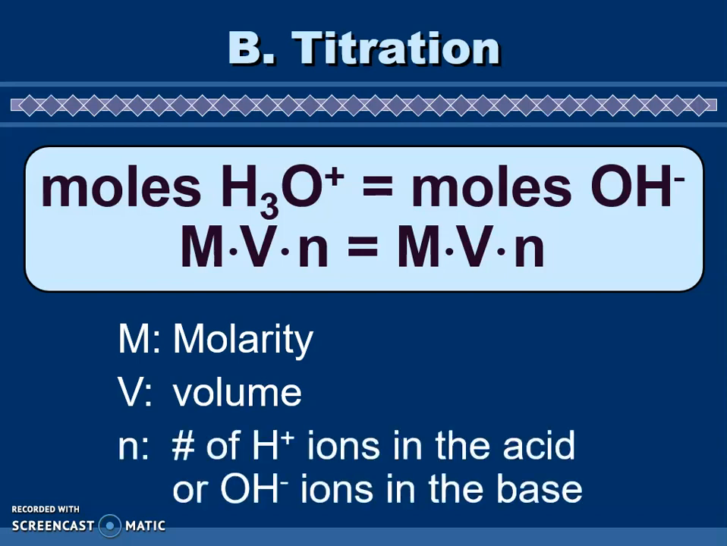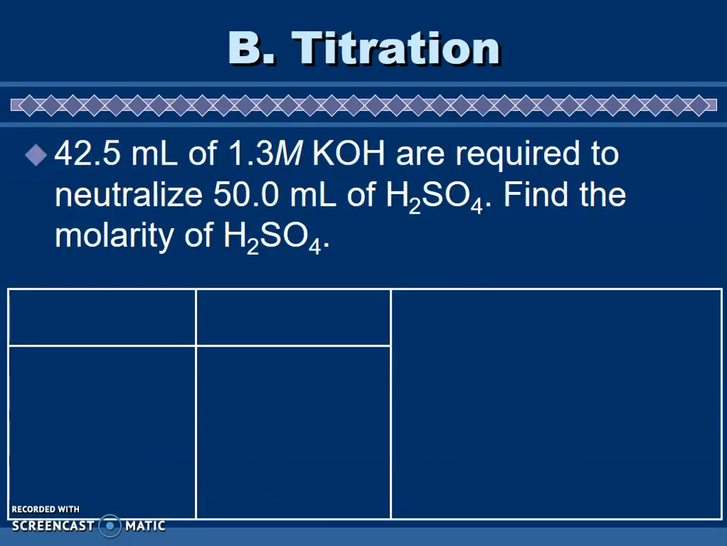And your lowercase n stands for the number of hydronium ions in the acid or the number of hydroxide ions in the base. So that N, one is for the acid, the other one is for the base. Okay, so let's look at a practice problem and see how we're going to figure this one out. Here's our problem. 42.5 milliliters of 1.3 molar KOH are required to neutralize 50 milliliters of H2SO4. Find the molarity of the H2SO4.